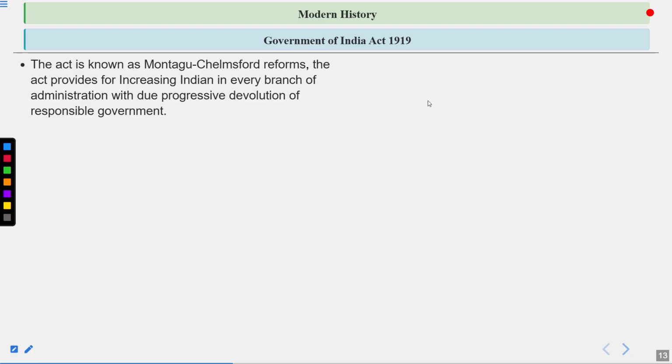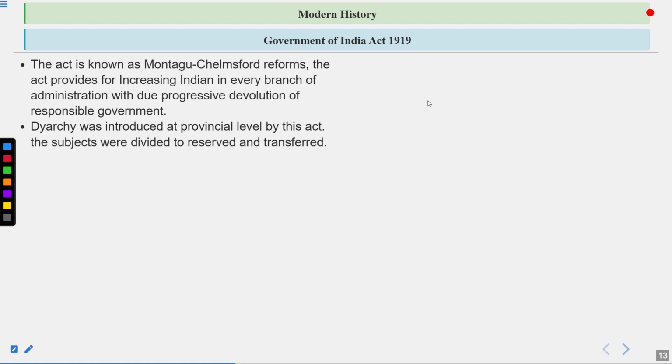So this act provides for increasing Indians in every branch of administration and progressive devolution of responsible government. So they were trying to tell us that they were increasing the number of Indians, but they were not giving any kind of power. You can see further, diarchy was introduced at the provincial level by this act. The subjects were divided into reserved and transferred.